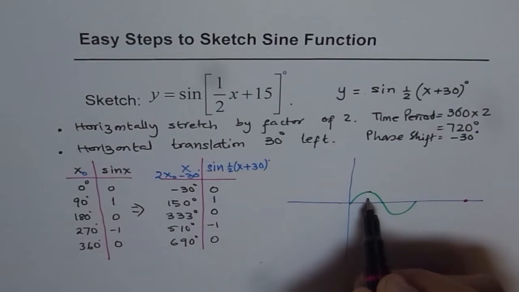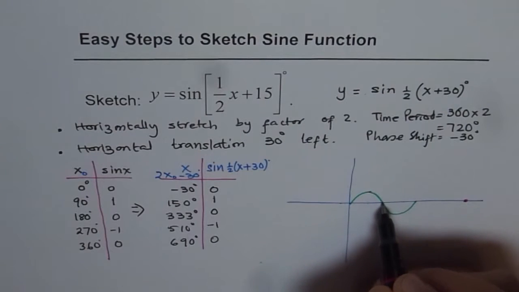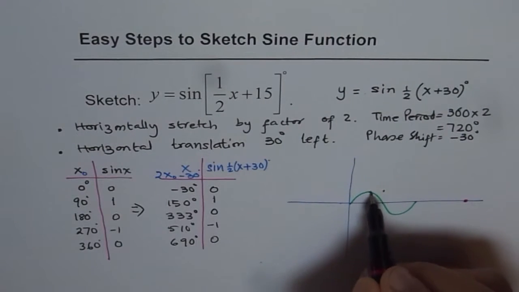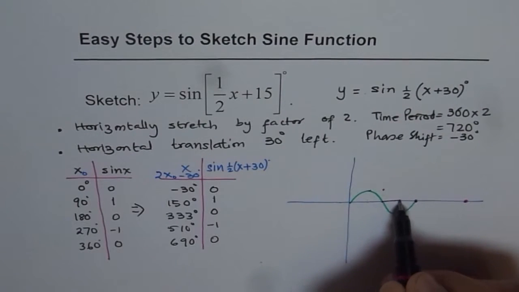Maximum, which is at 90, moves to 180, right? This maximum moves to 180. And the 180 position moves to 360. So this moves to this point, right? That is where, and this point 180 moves to 360. So that is the second movement.